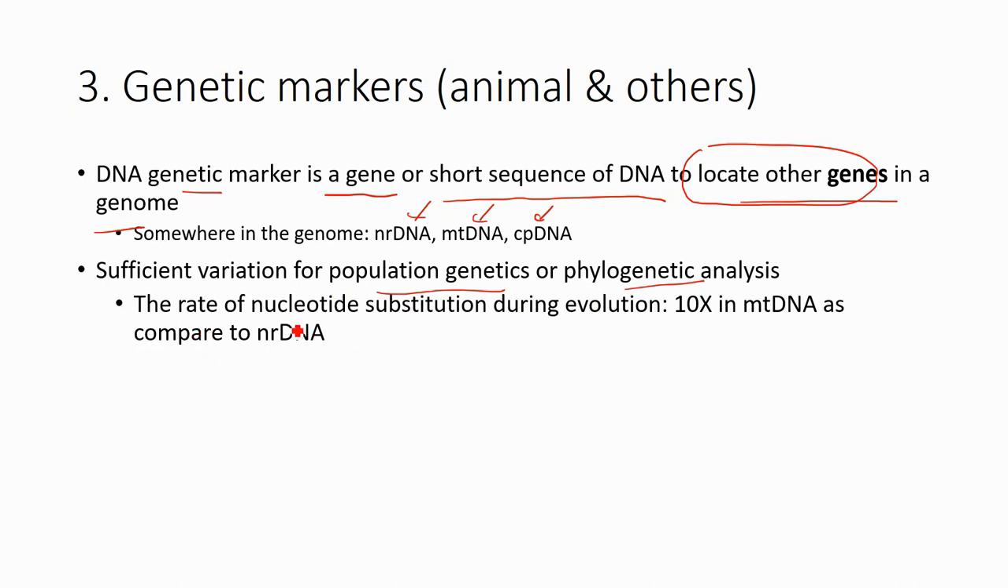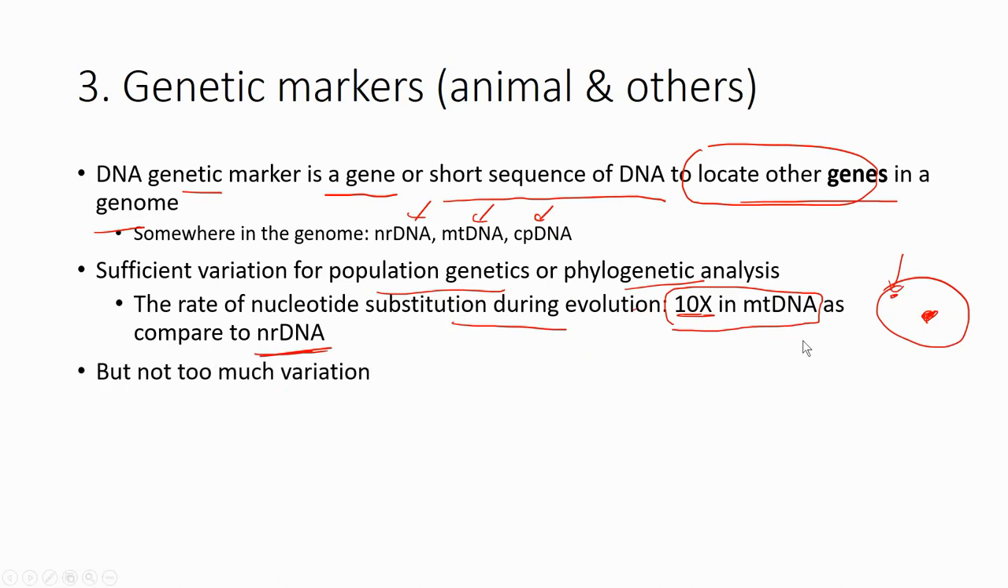The rate of nucleotide substitution during evolution, or the mutation rate, is different for different types of DNA. Usually the substitution rate in mitochondrial DNA is 10 times faster than in nuclear DNA, even within a cell. You have the DNA in the nucleus, and you also have the DNA in the mitochondria. The DNA in the mitochondria evolves 10 times faster than the nuclear DNA.